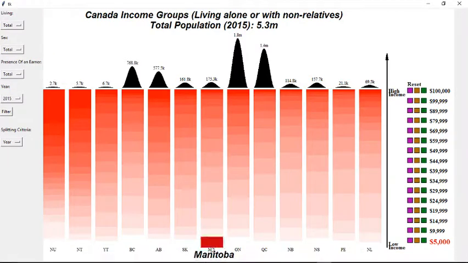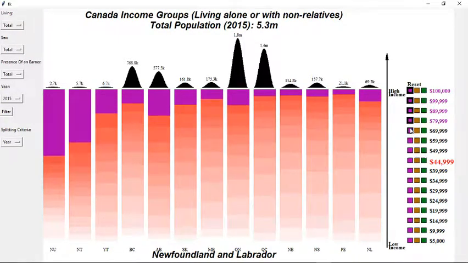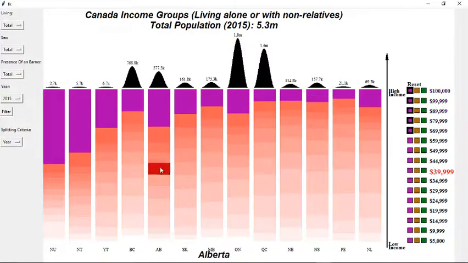For example, if I look at Manitoba, this is the lowest income distribution of Manitoba. And if I click on this one, this is the highest income distribution of Manitoba. These squares let you choose individual income groups across all the provinces. For example, if I only want to choose the high income people, I can click on this one, and it will summarize the high income distribution across all the provinces.